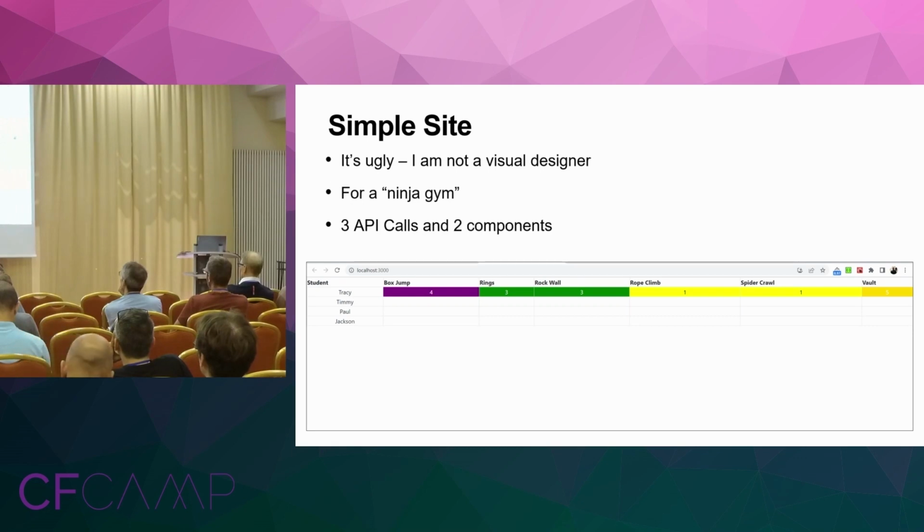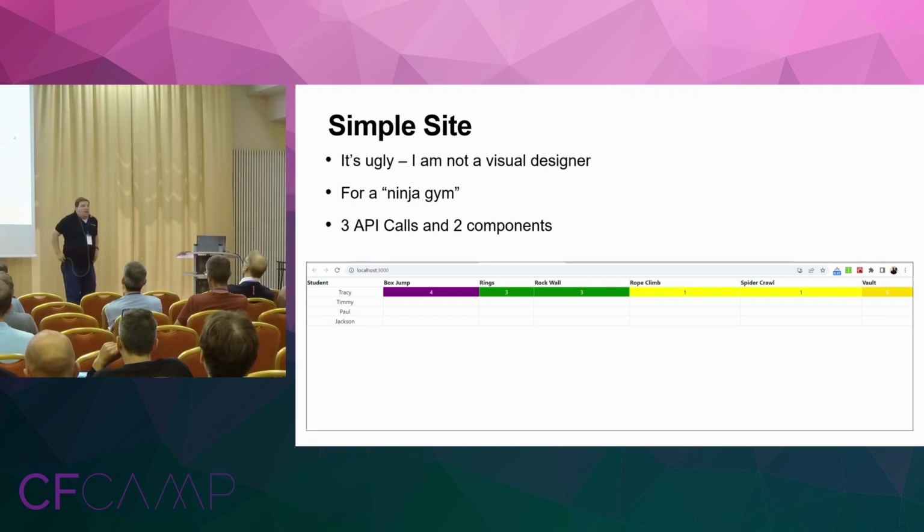And we have 1, 2, 3, 4, 5 skills that they're all working on. We have the box jump, rings, rock wall, rope climb, and spider crawl, okay? Those are skills that they can get levels on. If they do something well, at a very low level, they get level 1, and so on and so forth. They also have a general, and the vault.